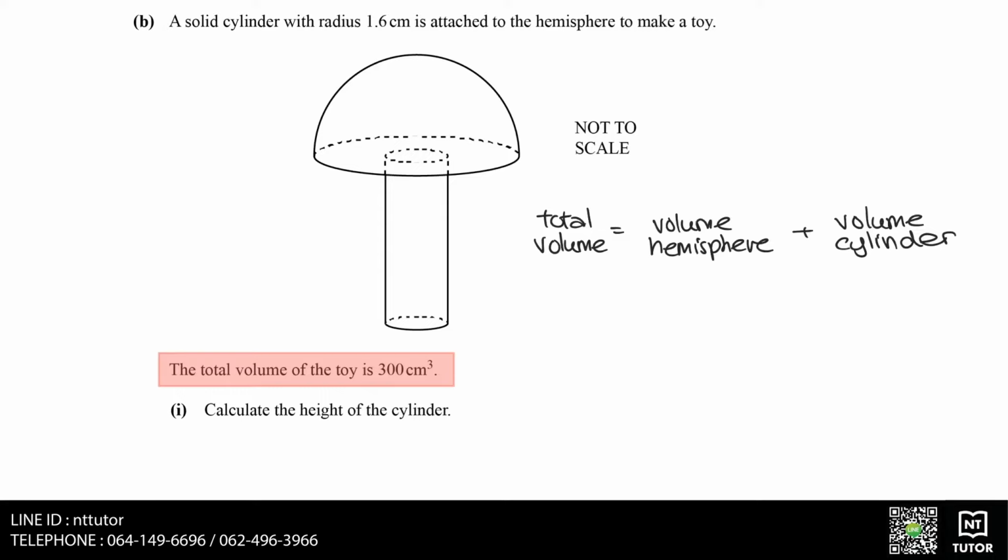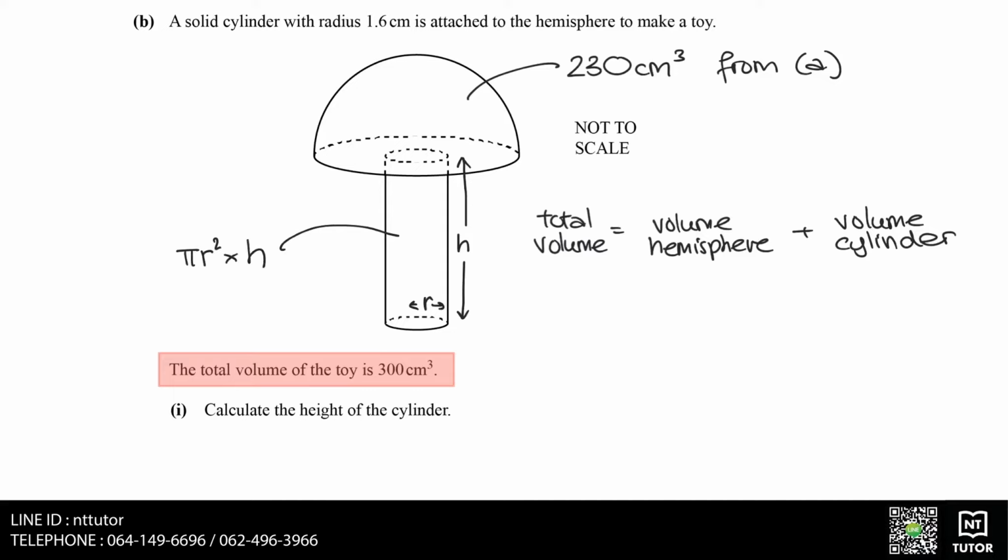We have already been given the volume of the hemisphere from part A. For the volume of the cylinder, we should be able to calculate given the height and the radius of the cylinder. The volume of the cylinder could be found from pi r squared multiplied by h, where h is the height of the cylinder. This means that 300 centimeters cubed, which is equal to the total volume, should equal 230, which is the volume of the hemisphere, plus pi r squared h, which is the volume of the cylinder.